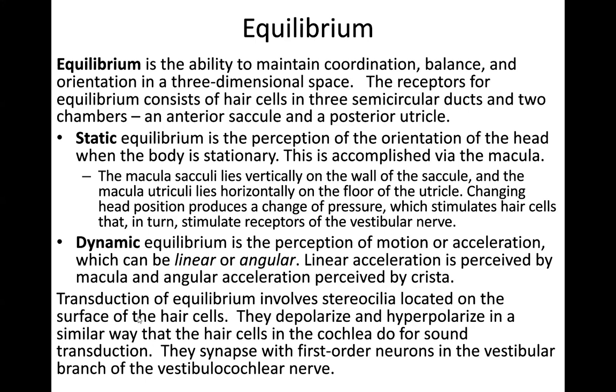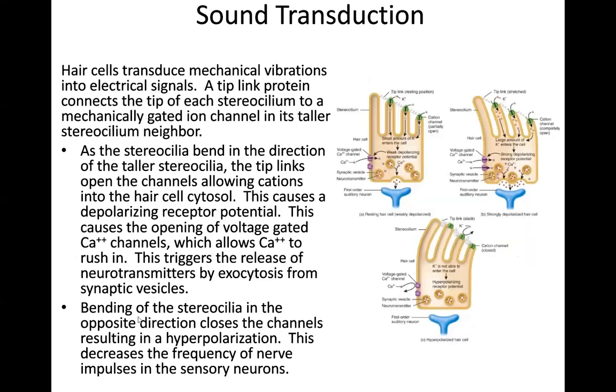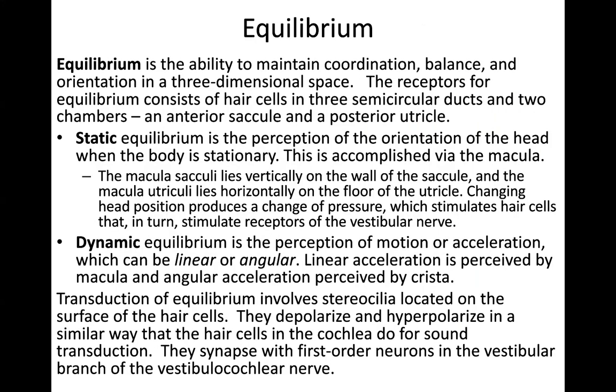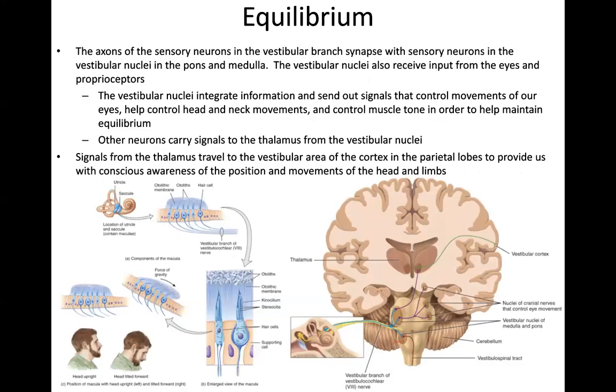Okay. The transduction of equilibrium is basically just like what we saw with sound transduction. You have hair cells with stereocilia, and they bend in certain directions. Okay. And so it's basically the same thing. So I'm not going to get into great detail on it because we just did it for hearing. But they depolarize, hyperpolarize in a similar way to the hair cells in our cochlea do for sound transduction. These guys synapse with the first order neurons that form the vestibular branch of your vestibulocochlear nerves.